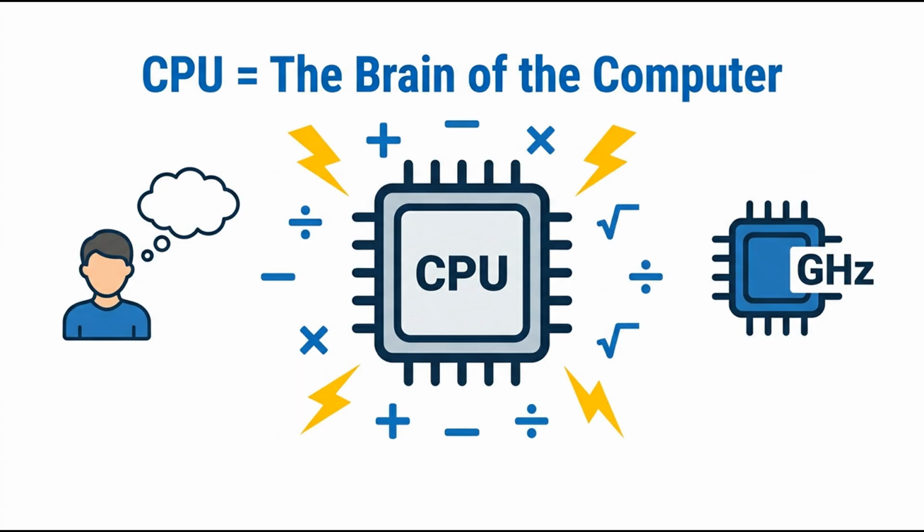Next up, the CPU, or Central Processing Unit. This is the brain of the computer. It does all the thinking, calculating, and decision-making. Every time you open an app, click a button, or run a game, the CPU is processing those instructions millions, sometimes billions of times per second. The faster your CPU, the faster your computer thinks.